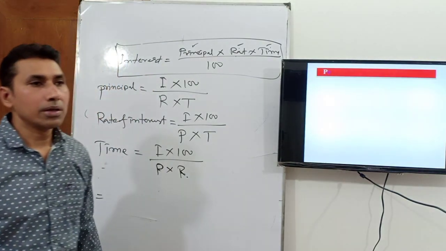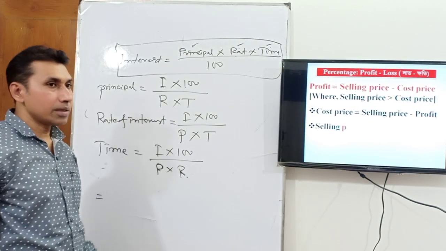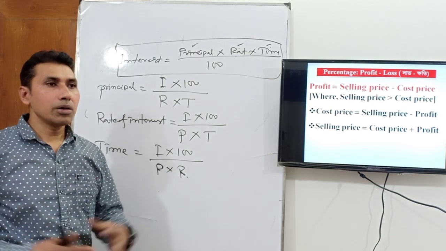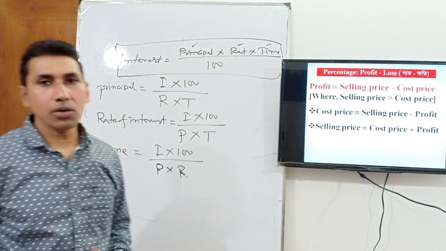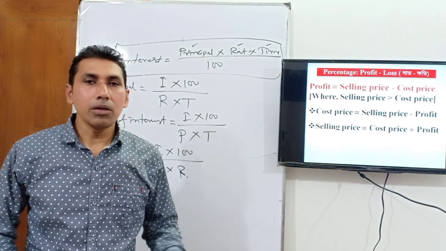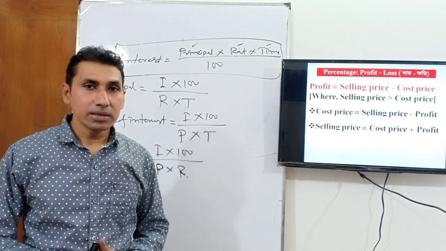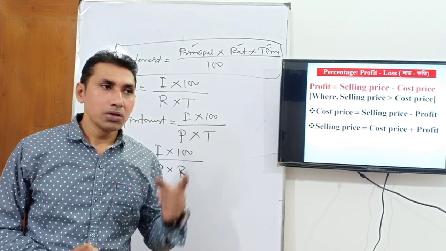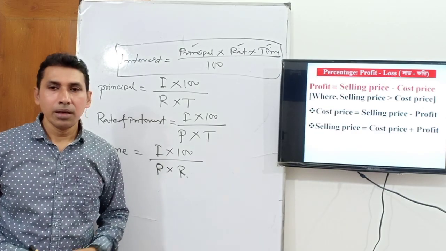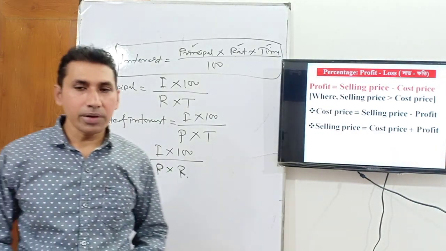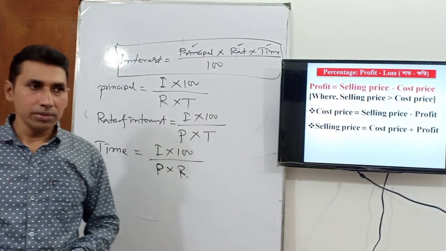Now profit loss. Okay, so the next item is profit loss. What is profit and what is loss? Profit is when the selling price is more than the cost price. Okay, a loss is when the cost price is more than the selling price. So profit equal to selling price minus cost price, where selling price is greater than cost price. Then cost price equal to selling price minus profit, or selling price equal to cost price plus profit.